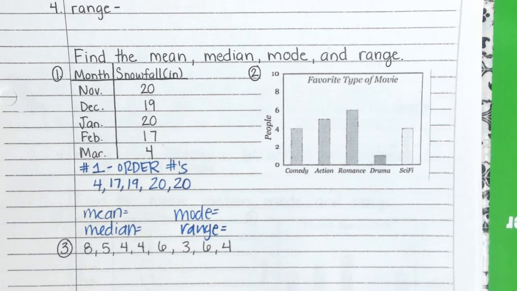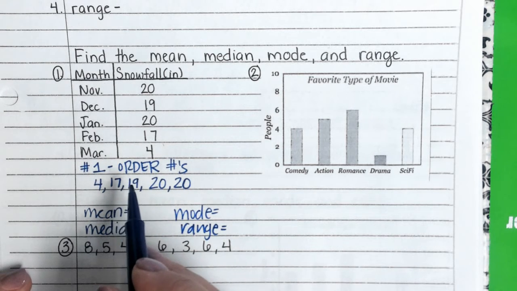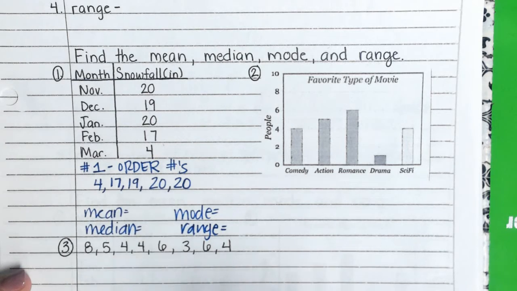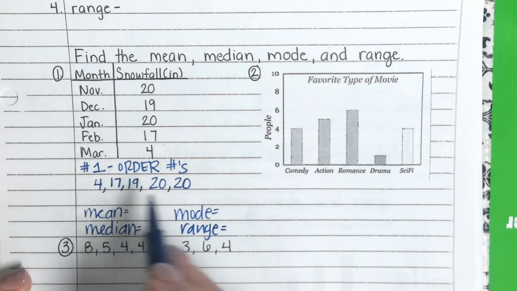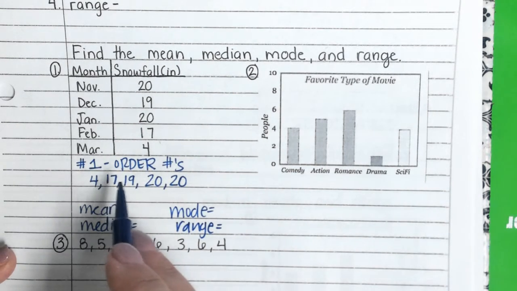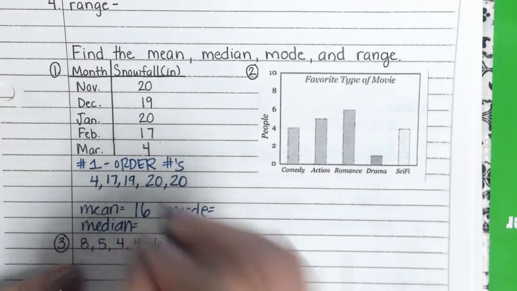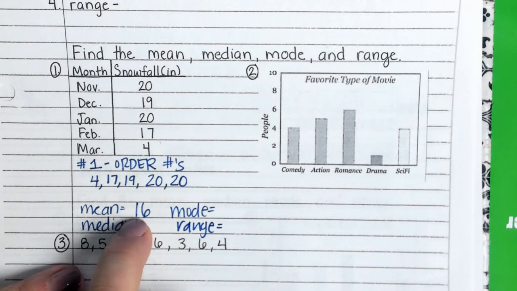Alright. How do we find the mean again? You add all the numbers and divide it by how many numbers there are. Absolutely. So we're going to add all these together. 4 plus 17 plus 19 plus 20 plus 20. 80. Okay? So then we've got 80. What are we going to divide by? 5, because there are 1, 2, 3, 4, 5 numbers. 16 is our mean.